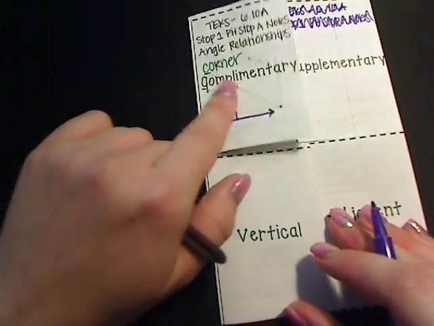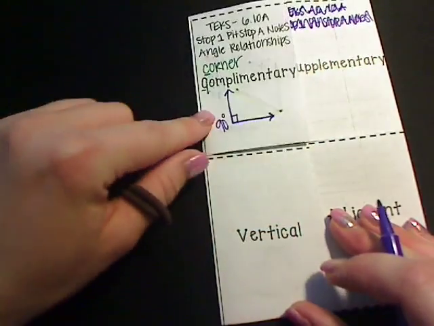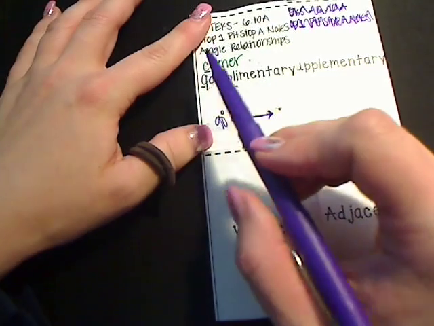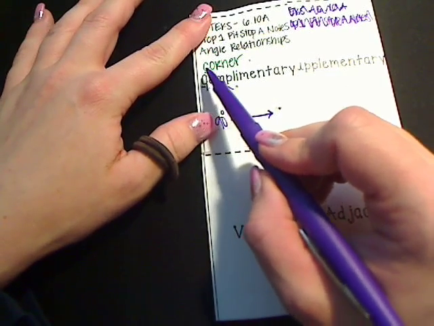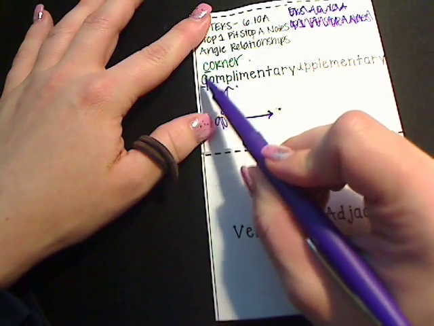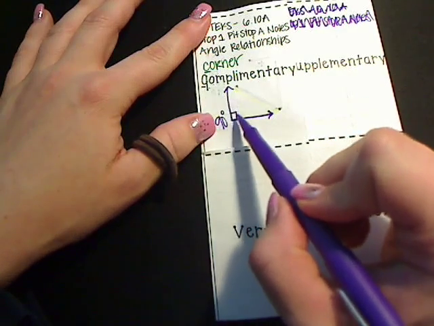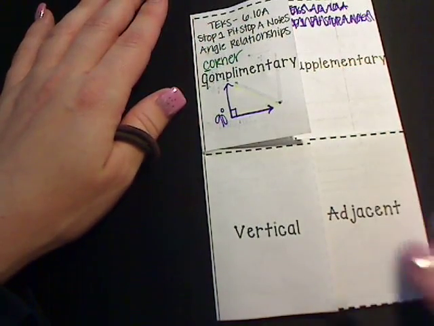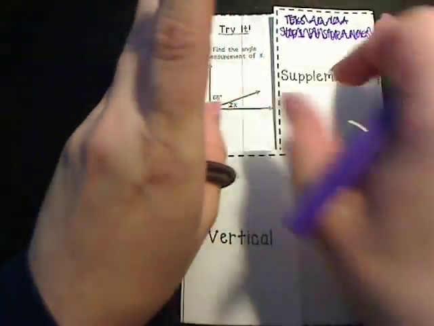And if you forget how to spell that, it's right there on the front. Complementary. So remember, complementary angles have a sum of 90 degrees. You can either remember that the C can turn into a 9 for 90, or complementary and corner both start with a C, and corners make a 90-degree angle. The next angle we're going to talk about is going to be a supplementary angle.